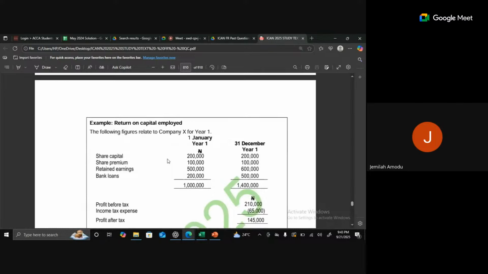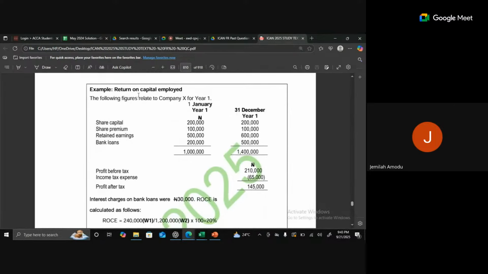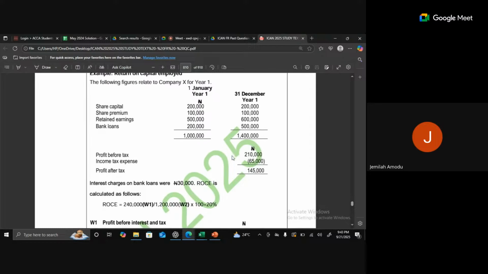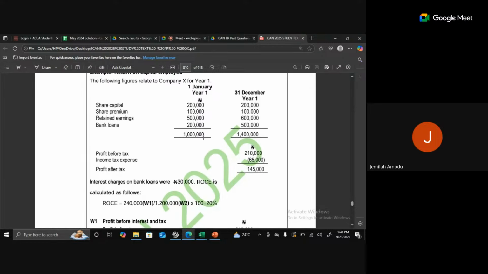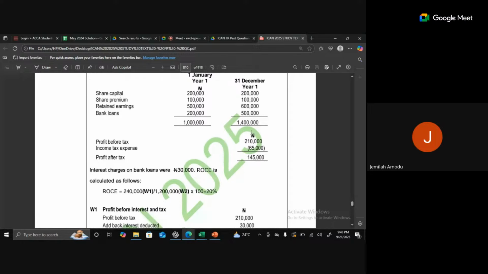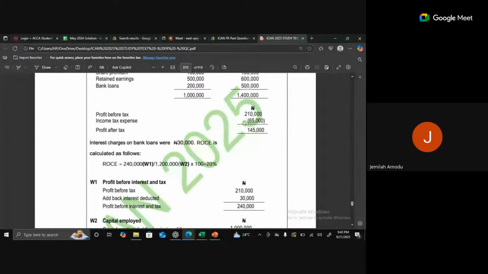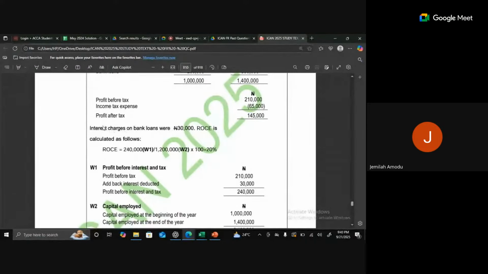So let's see what they have to tell us. They say return on capital employed. The following figures relate to company S, year one and year two. So here we are comparing the same company's performance in two different years. This is January year one and this is December year one. They have the profit before tax and profit after tax. So now to calculate our ROCE, interest charge on bank loan was 30,000.